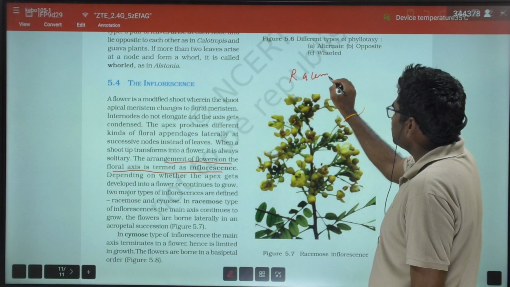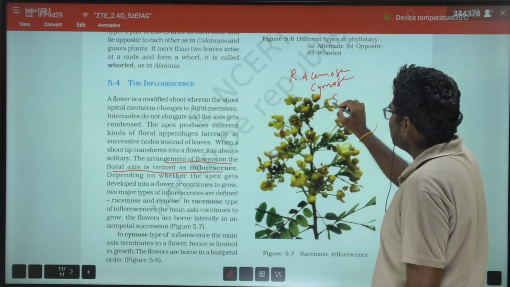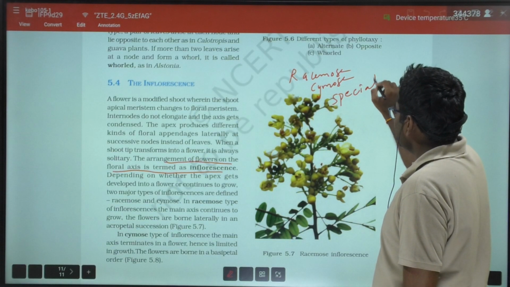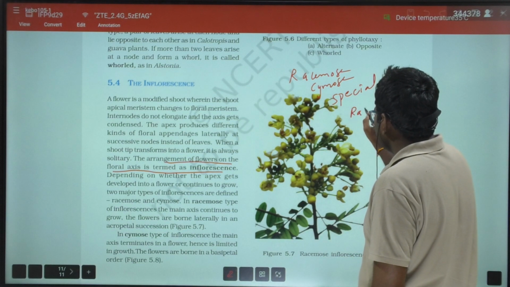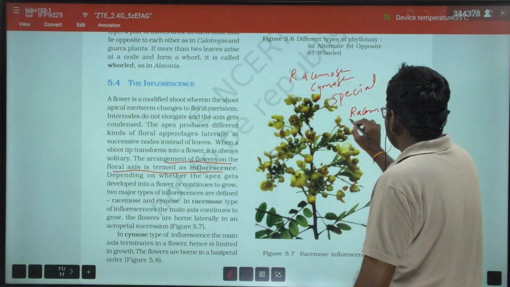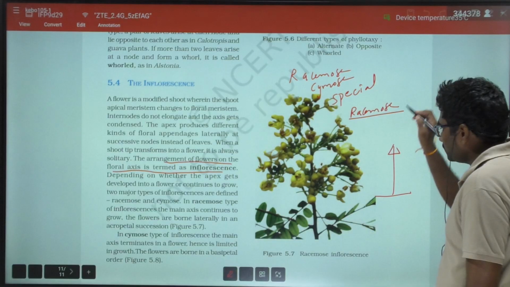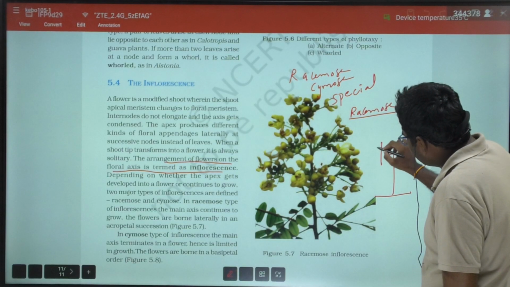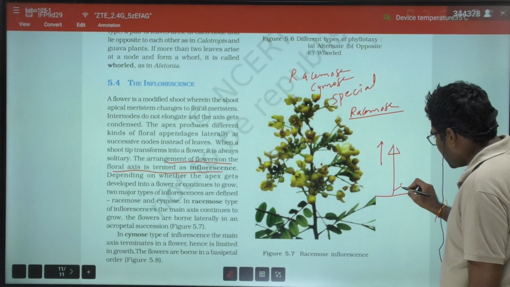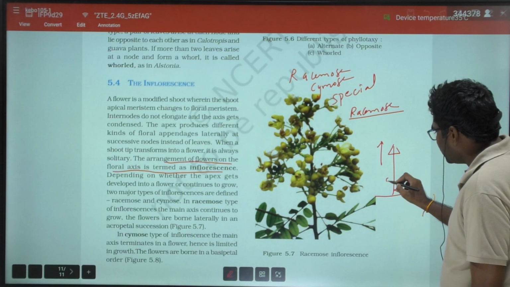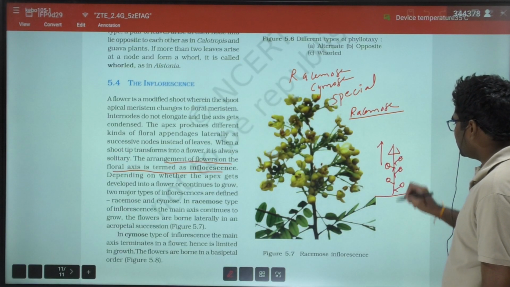Racemose, cymose, and special type of inflorescence. In the racemose inflorescence, the main axis continues to grow, and here the flowers are arranged in acropetal order like this.